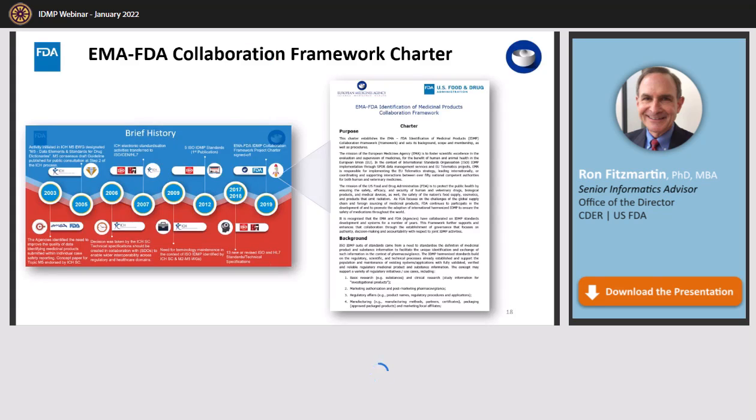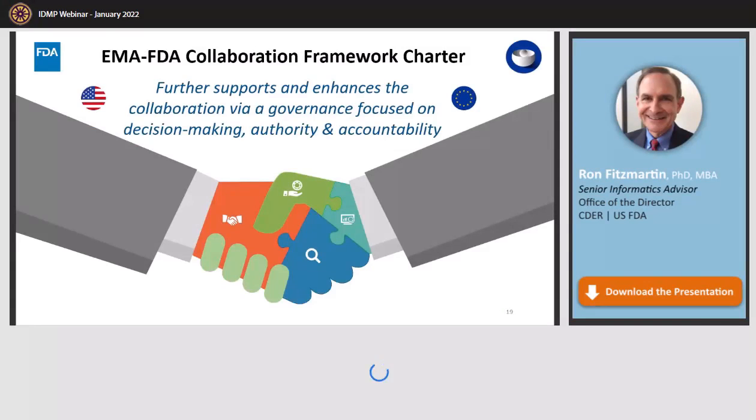FDA and EMA have been collaborating on IDMP since 2003 in ICH and now through ISO and HL7. However, a few years ago, we decided that we needed to establish a formal framework for our IDMP collaboration. So we developed and executed a charter called the EMA FDA IDMP Collaboration Framework. The framework states that our collaboration will be enhanced by way of a governance for IDMP focused on decision-making, authority, and accountability.